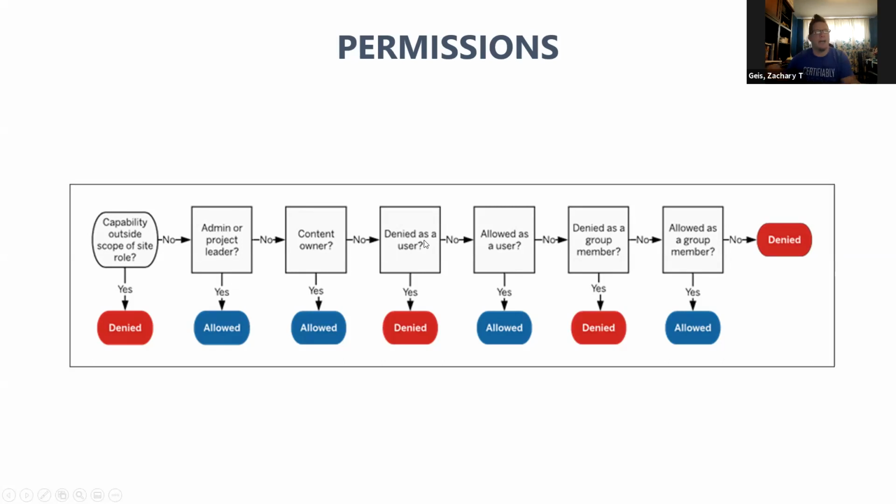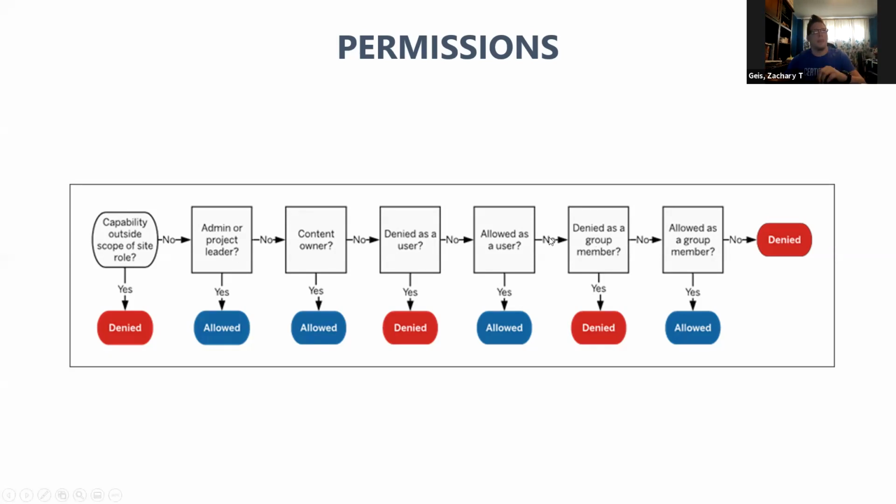So are you denied as a user? We go to your user role and you as a person. Is there something turned off that takes it away? If so, then you're denied. If not, we keep going. Are you specifically allowed as a user? So something in your user role, somebody went in there and said, yes, this person can do it. Then you're good, you're allowed.